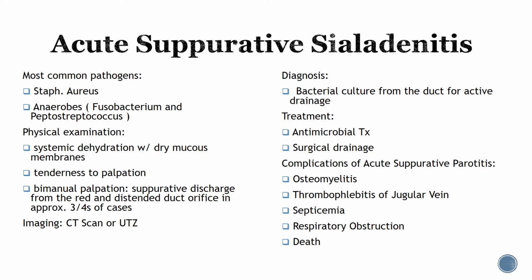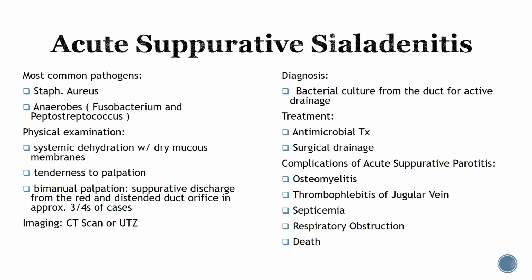Bimanual palpation of the gland results in suppurative discharge from the red and distended duct orifice in approximately 3/4 of cases. Imaging of the affected gland with CT or ultrasound for abscess formation is indicated in patients who do not respond to medical therapy within 48 to 72 hours. Sialography performed in the acute phases of cellulitis provides little useful information and is contraindicated because it can exacerbate the existing inflammation. Diagnosis is by bacterial culture from the duct for active drainage.